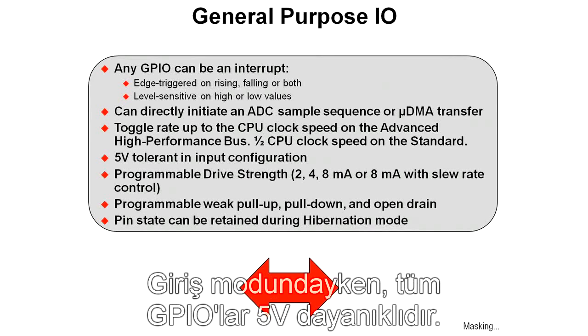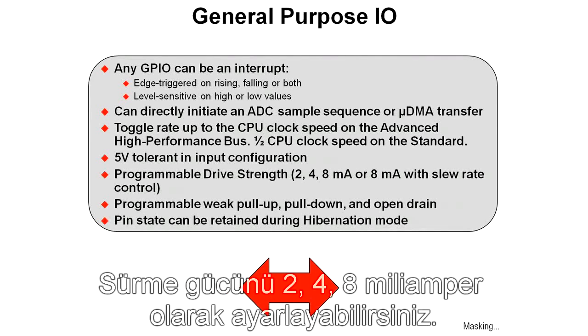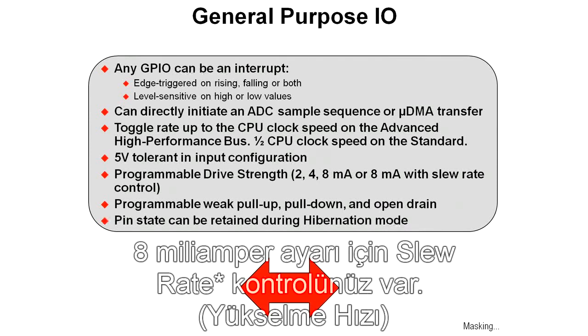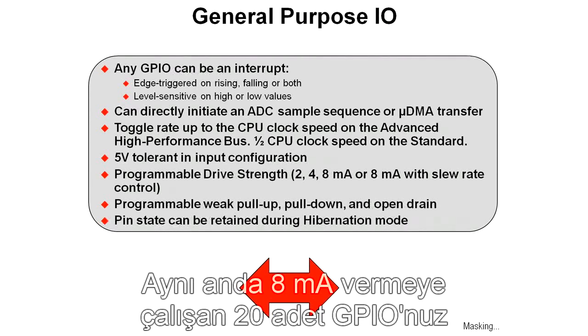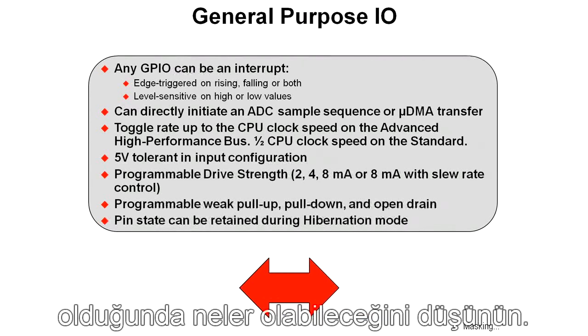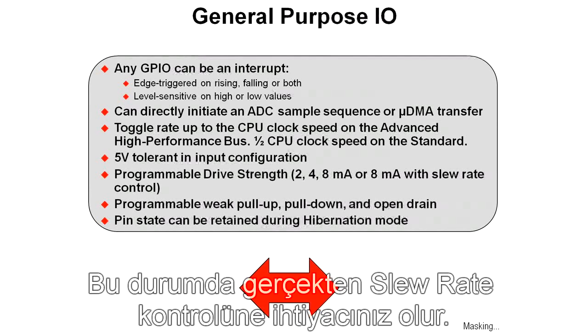In input configuration, all of the GPIO are 5-volt tolerant. You can program the drive strengths to be 2, 4, 8 milliamps. You have slew rate control for the 8 milliamp setting. You can imagine what would happen if you have 20 different GPIO all going to 8 milliamps simultaneously. You really need a slew rate control on that.